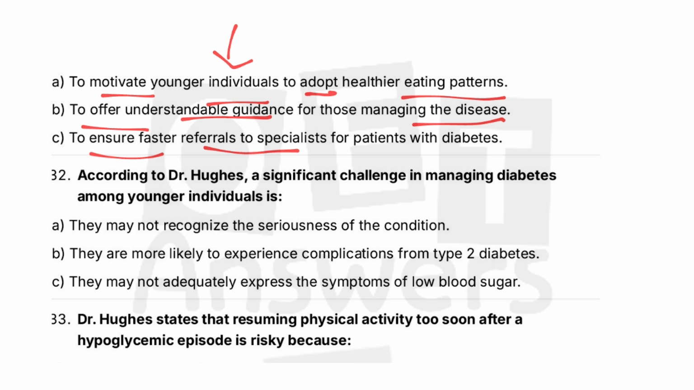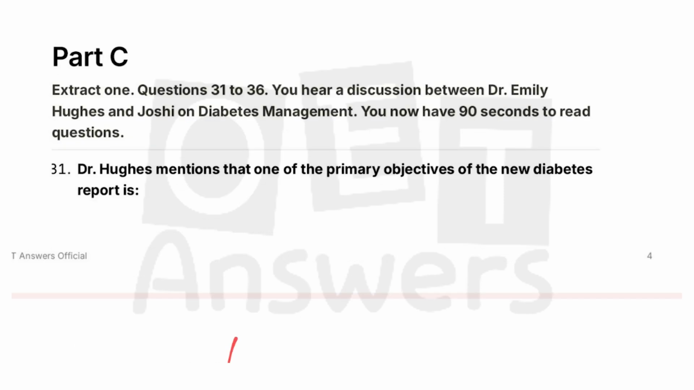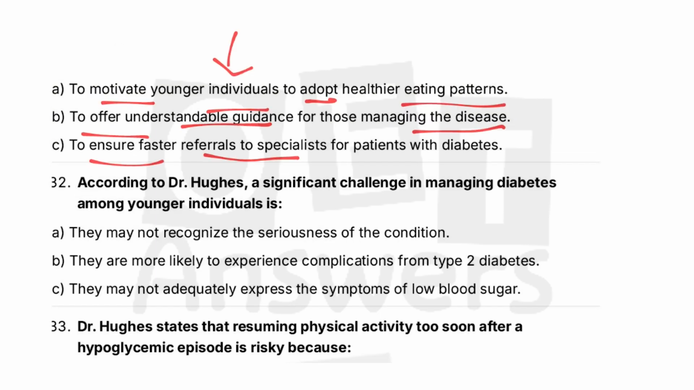How? What can we understand from that? Like who is speaking, what is the topic of the paragraph, or what kind of language we can expect. Whether our answer would be an opinion or a recommendation or something else. You have to predict what my answer might be. So we already read the question, right? Dr. Hughes mentions that one of the primary objectives of the new diabetes report. So his statement or his opinion, we have to focus on in the audio. Think that these three options come under his focus, one of the primary objectives, and his suggestion is what we are going to take.